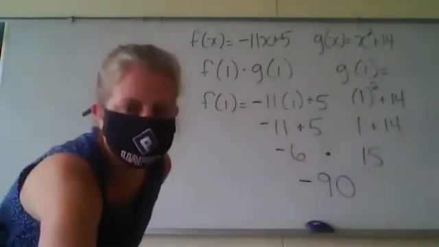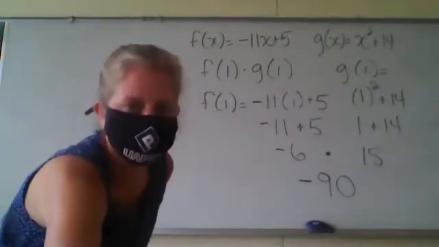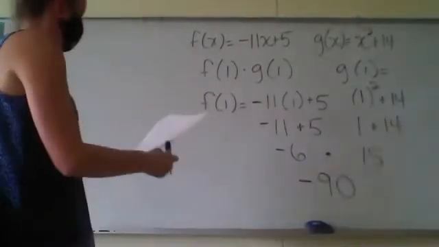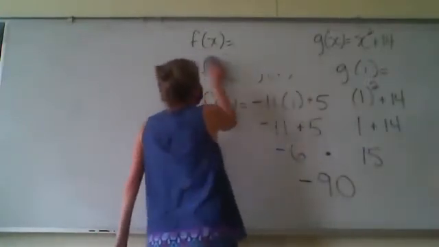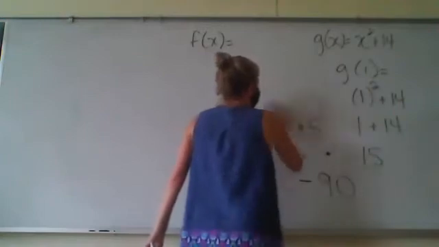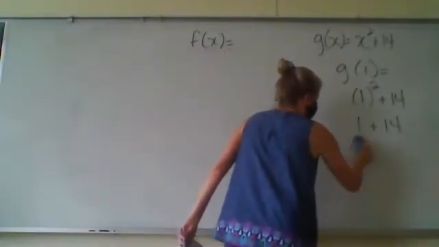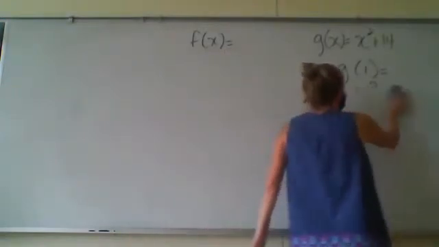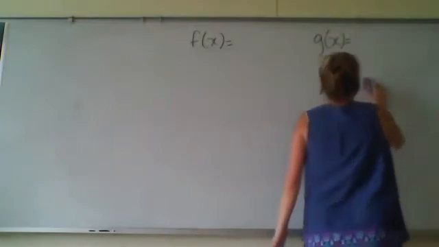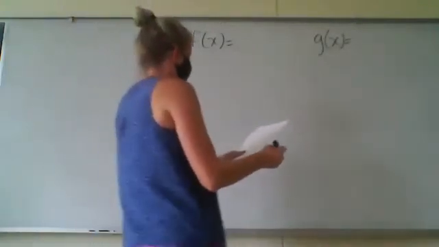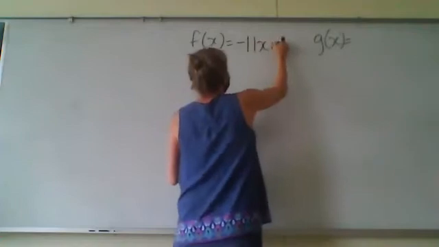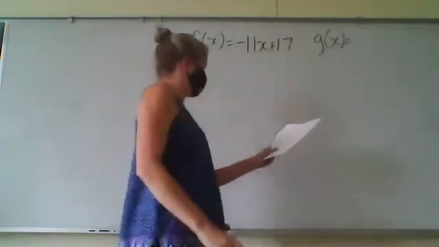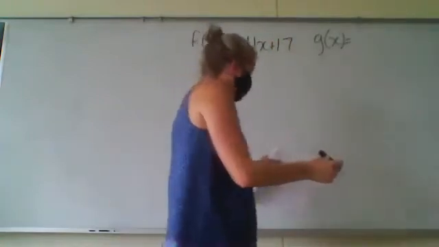All right? Number 7. All right, same thing. It's going to give me two functions. F of x is negative 11x plus 17. G of x is x squared plus 11.